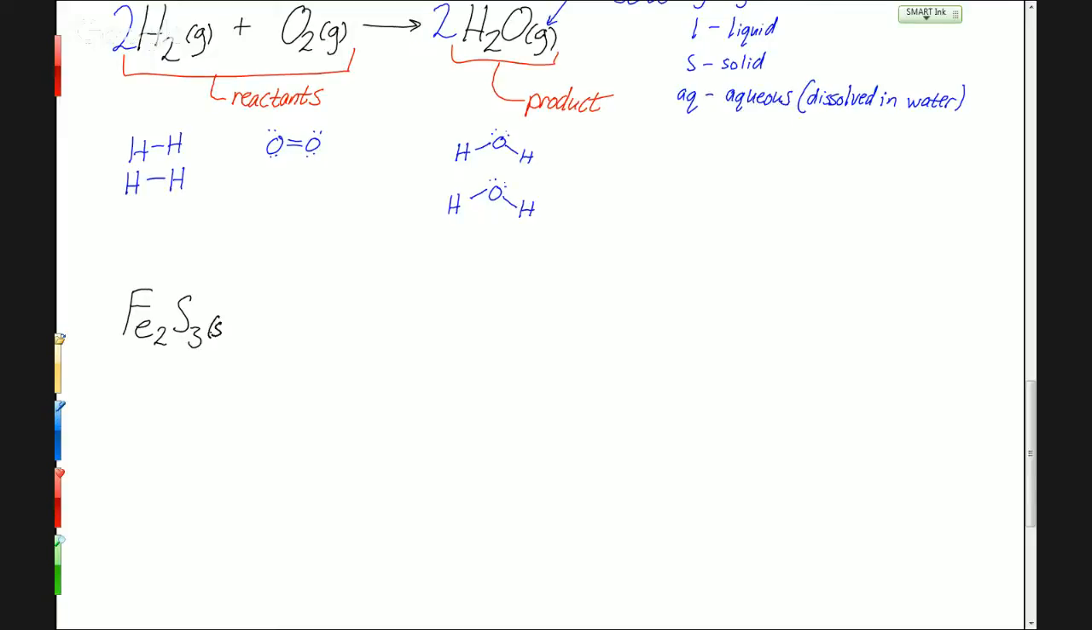We're going to have some iron(III) sulfide solid reacting with some hydrochloric acid. Now, hydrochloric acid is an aqueous solution of HCl. HCl, hydrogen chloride, is a gas. And when you dissolve it in water, you get hydrochloric acid. So if we're talking about hydrochloric acid, that's HCl in aqueous solution. And the product from that is a solution of iron(III) chloride and some hydrogen sulfide gas.